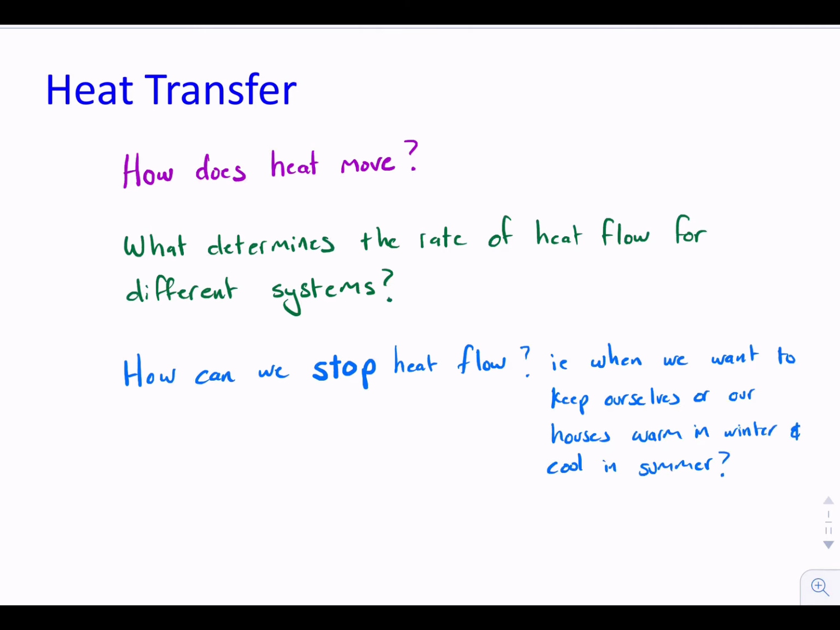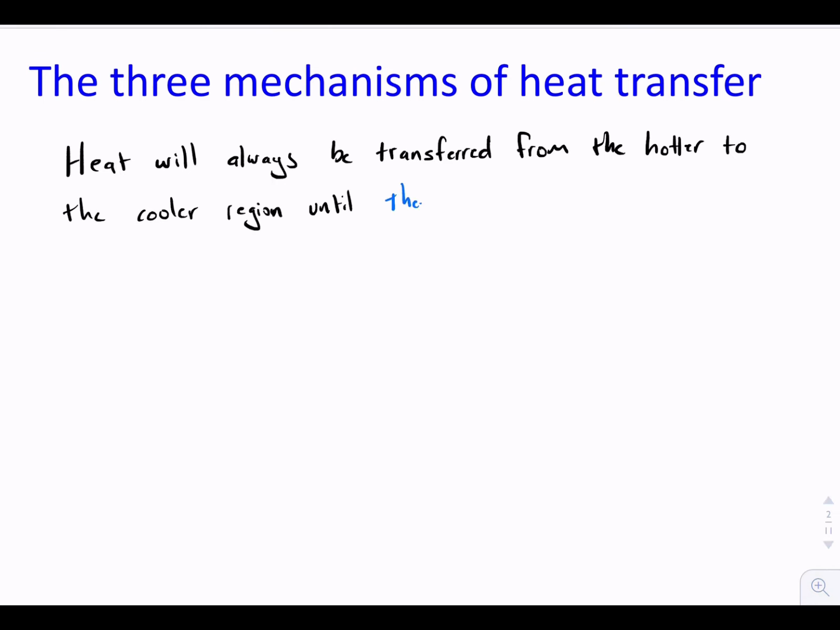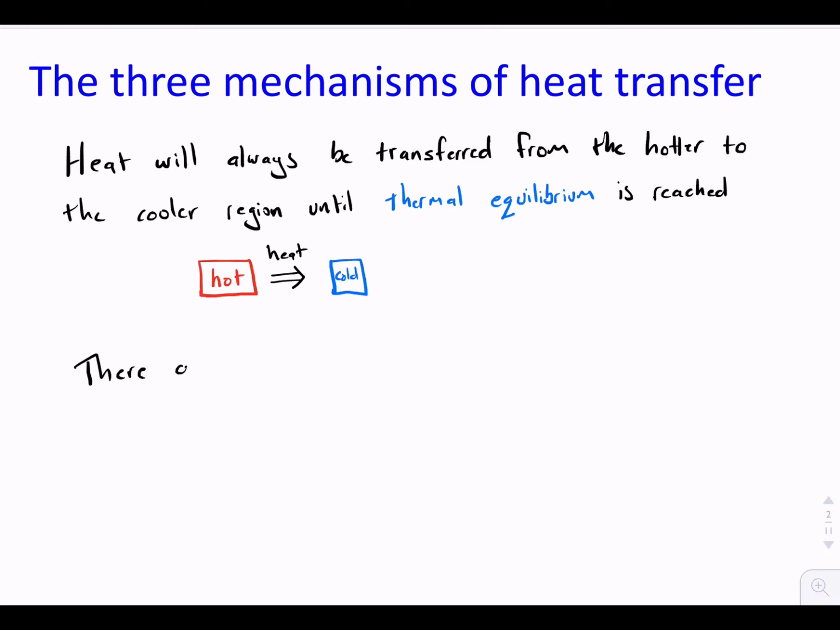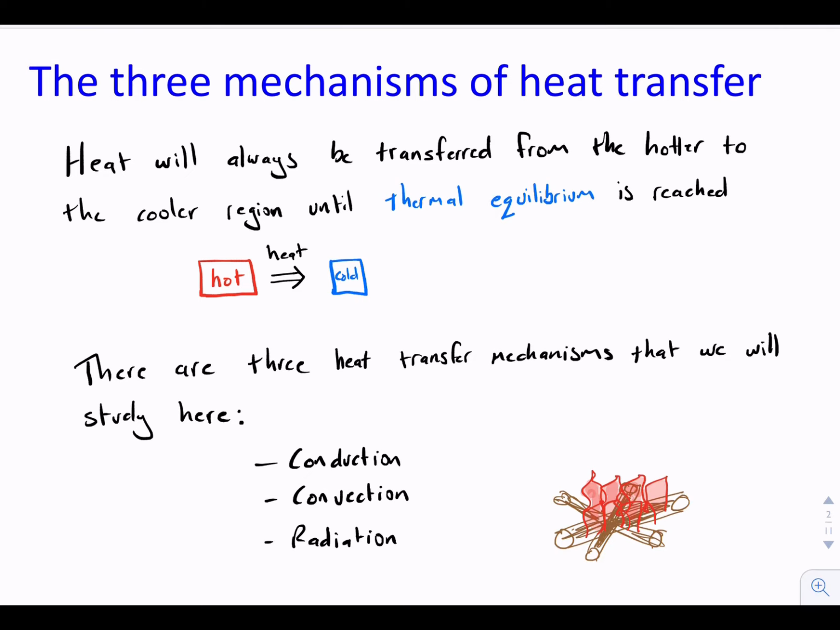So let's start by considering the three mechanisms of heat transfer, reminding ourselves that heat will always be transferred from the hotter to the cooler region until thermal equilibrium is reached. There are three mechanisms for heat transfer that we are going to study here. The first is conduction, then convection, and then radiation. These three mechanisms are illustrated here with a campfire.